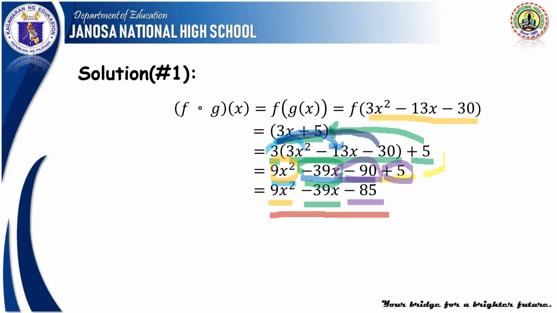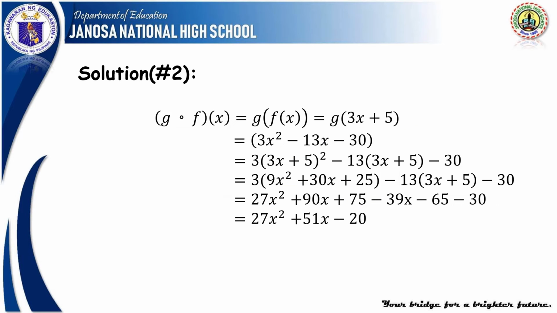Let's have our solution for number 2. So doing the other way around, we will do g of f of x. So this time, we will compose g by f of x. So this can also be written as g of 3x plus 5.